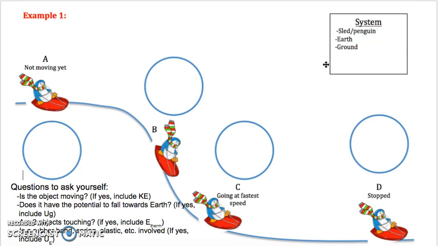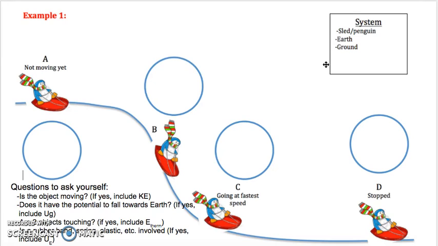The next thing, are two objects touching? The answer is yes. The sled and the snow on the ground are touching each other. If that's the case, you know that you can include thermal energy. However, the energy that occurs between snow and an object is so small that I'm going to actually ignore thermal energy in that situation. If you want to include it in a situation like this, that would be just fine as well. It would just be very small.